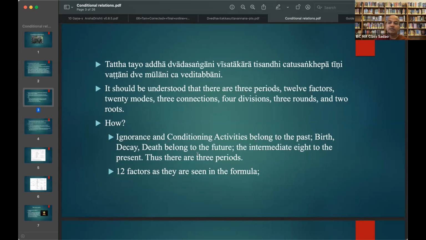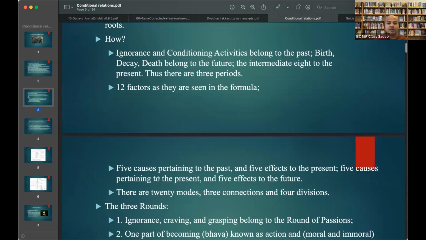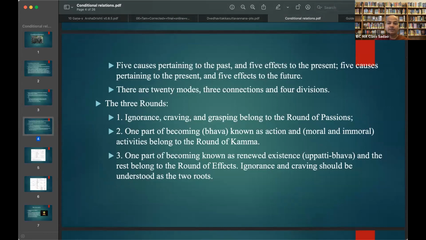So there is something that is functioning as a cause in the past life, that is functioning as a cause for this present life, and those factors that are functioning in this present life, some are regarded as effects of the past life, past causes, and some are regarded as causes for the future life. Okay, so that is how you have three periods, 12 factors, as you see them in the formula, and then five causes pertaining to the past, five effects to the present, five causes pertaining to the present, and five effects to the future. This we will see in the chart subsequently. There are 20 modes, three connections, and four divisions.